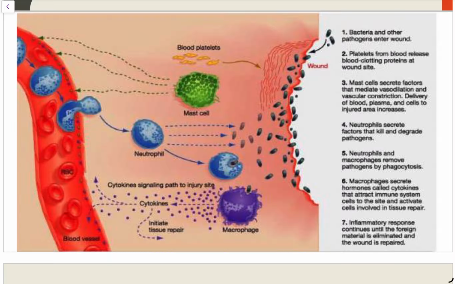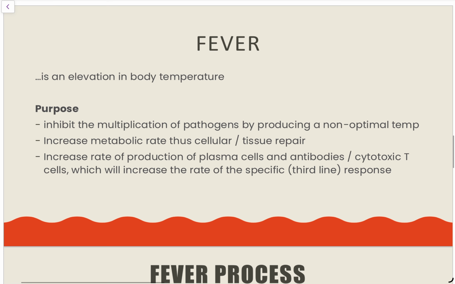As we look down the bottom, we've also got macrophages, and macrophages are going to secrete hormones known as cytokines, okay, and what they're going to do is attract these cells from the immune system to come and activate and get involved in tissue repair, okay? Now this entire inflammatory response is going to continue until the foreign material is eliminated and the wound is repaired. Now, sometimes this inflammation process takes a while. Sometimes it's also not quite enough.